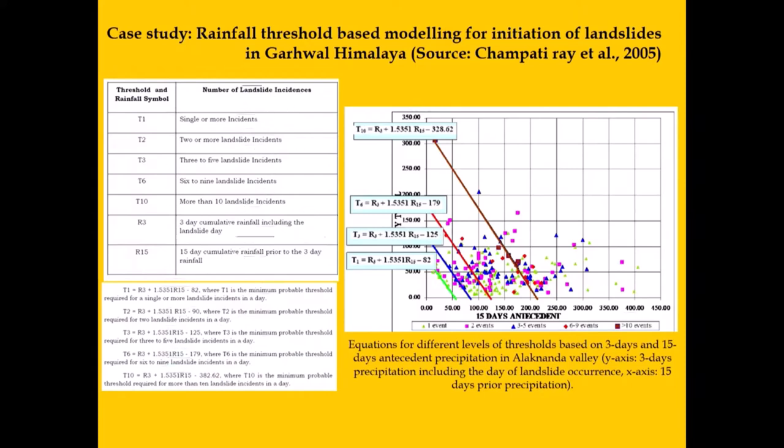We have to start from T3 at least, then T5, T10 like that. So obviously T10 demands more R3 and R10. So that's why all my points are plotted this side. It demands more cumulative 3 days rainfall and more cumulative 15 days rainfall. So this is the beauty of rainfall threshold. This is a very nice way to present my rainfall data and get some idea about how thresholds work.